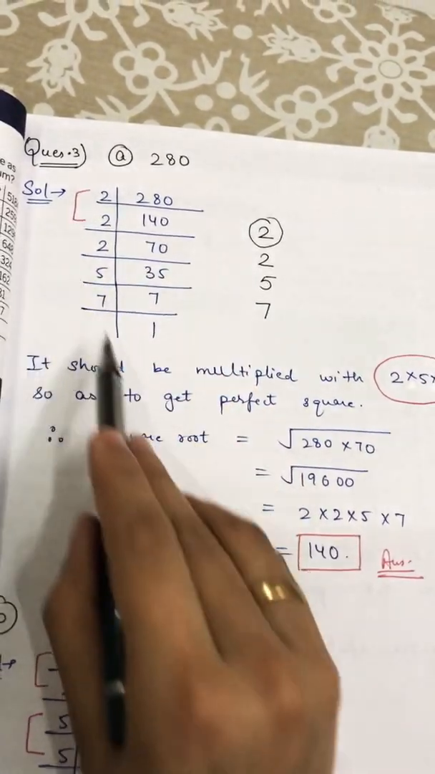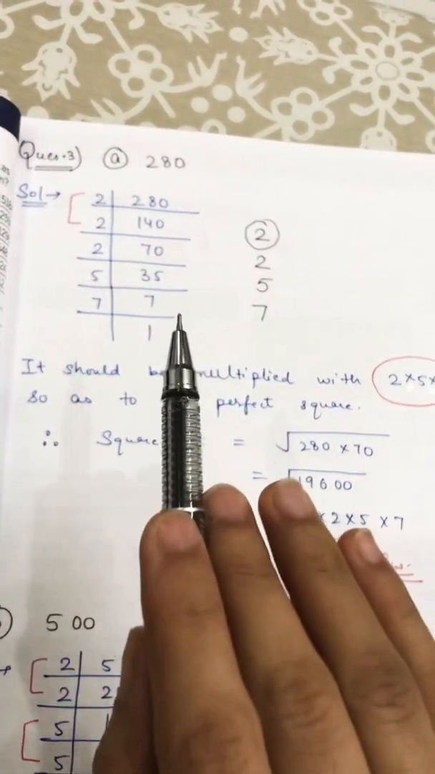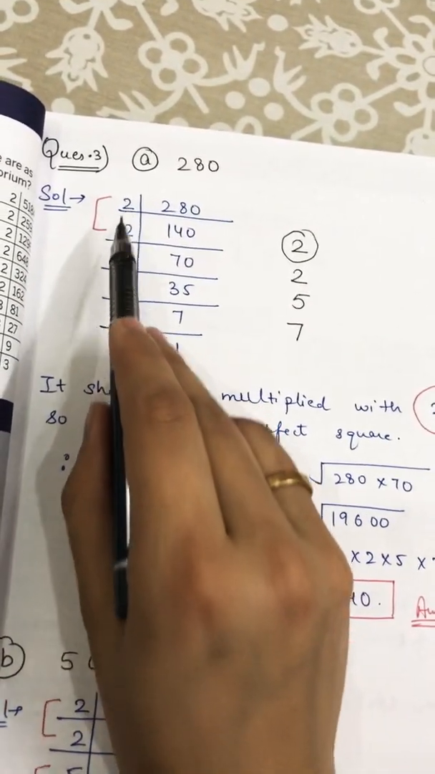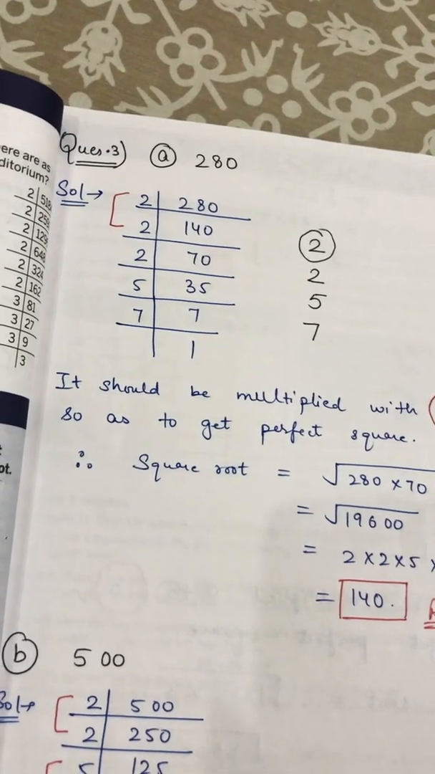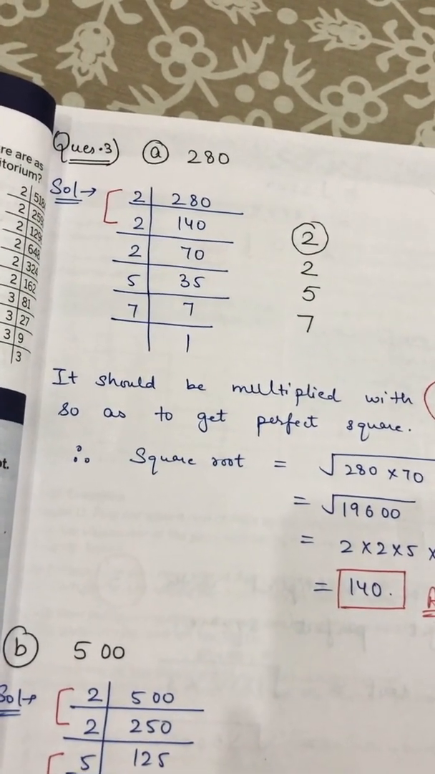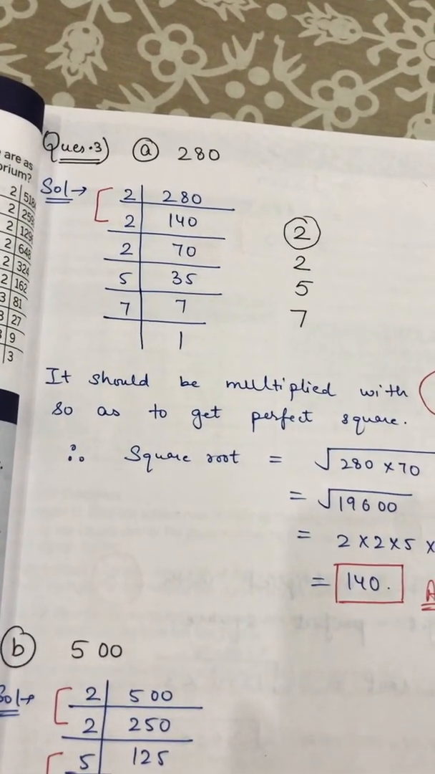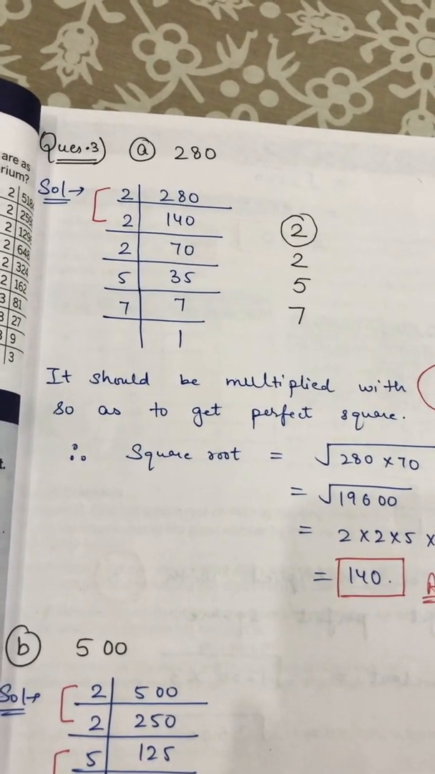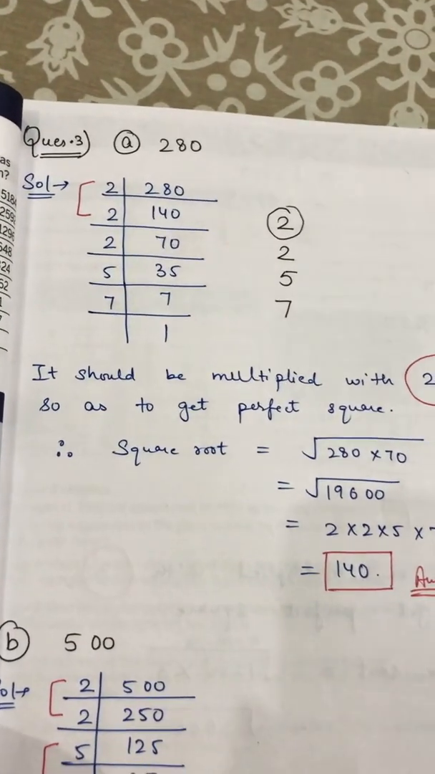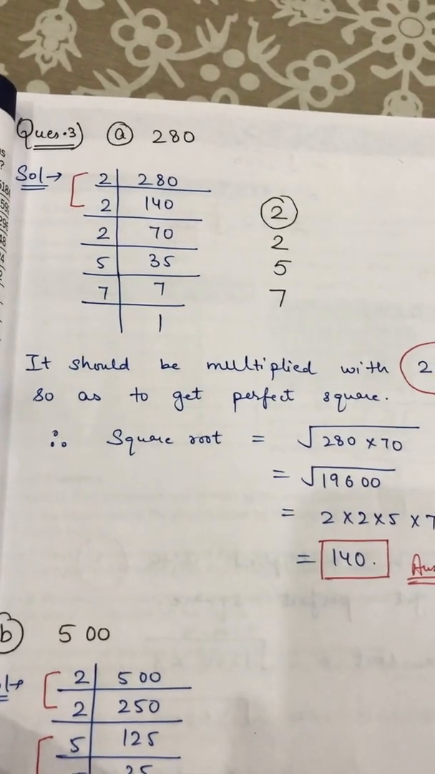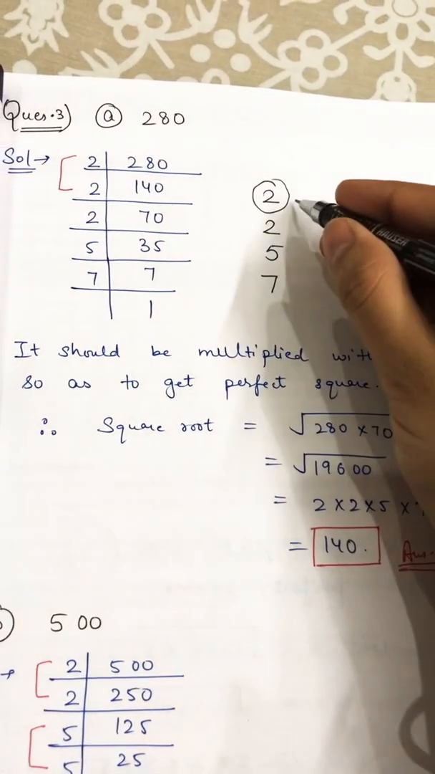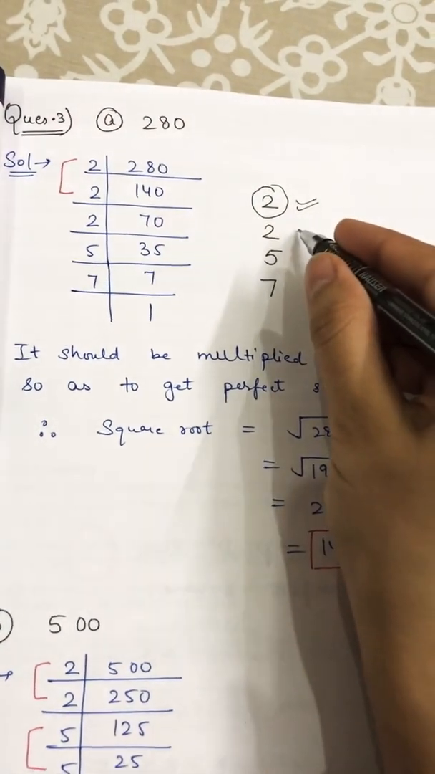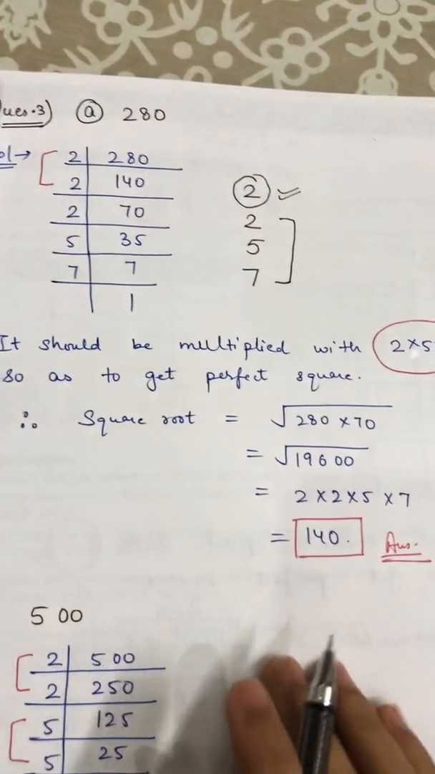Because right now this is not a perfect square. What is a perfect square? When all the numbers are in pairs. We did this in the previous question number 2 with the prime factorization method, and in that question you were able to find that every number was in a pair. Here we have only one pair, so that's why we have to multiply with these numbers.